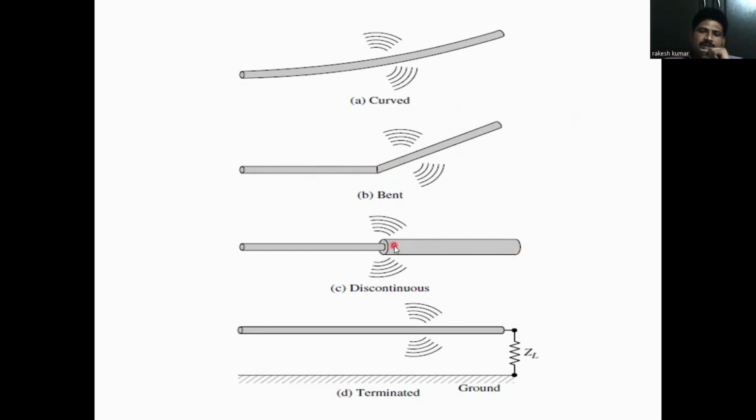If the wire is discontinuous, so see here, up to here there is one volume, and from here the other volume, there is a chance of radiation. The last case is if the wire is terminated, then also radiation comes into the picture. Okay, so these are the different sources where there is a chance of radiation. If the wire is curved or bent or discontinuous or terminated, then there is a chance of radiation.